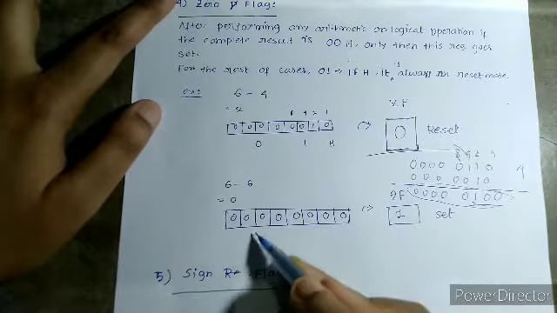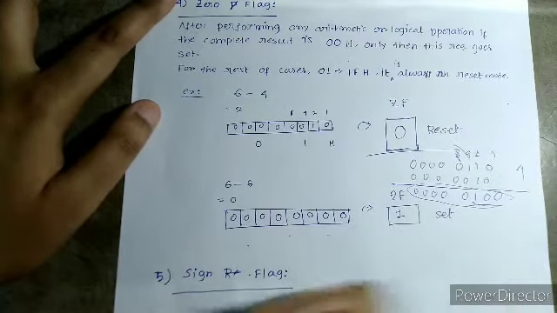Now if 6 minus 6, it is 0. Now the zero flag is set as 1.